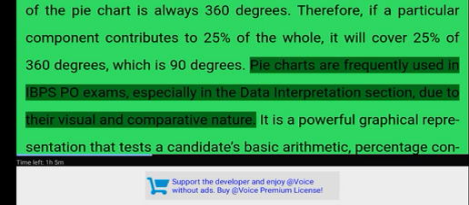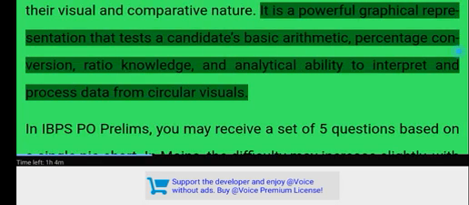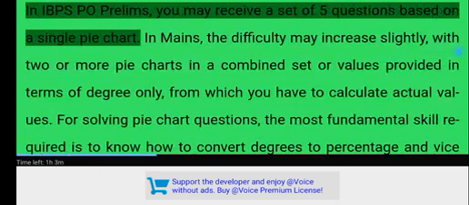Pie charts are frequently used in IBPS PO exams, especially in the data interpretation section, due to their visual and comparative nature. It is a powerful graphical representation that tests the candidate's basic arithmetic, percentage conversion, ratio knowledge, and analytical ability to interpret and process data from circular visuals.